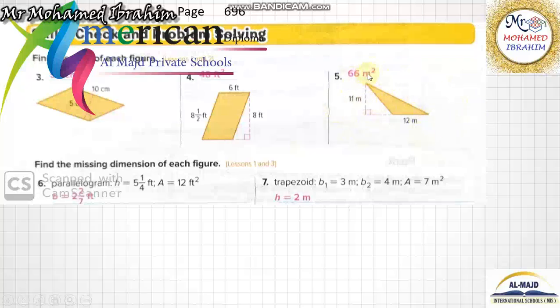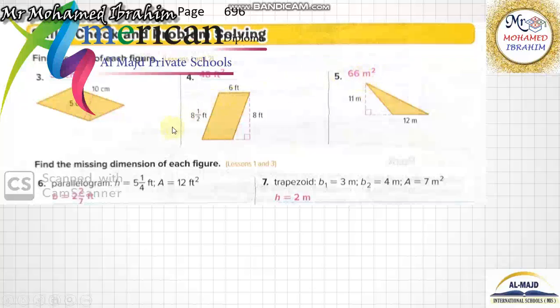This is a triangle. We want to find the area of this triangle. How do we find the area of this triangle? Half times base length times the height. Half times any number, it means to take its half. Half times 20, it's 10, because the half of 20 is 10. Half times any number, just take its half. So half times this base, half times 12 equals 6. 6 times the height, 6 times 11, 66 square meters.